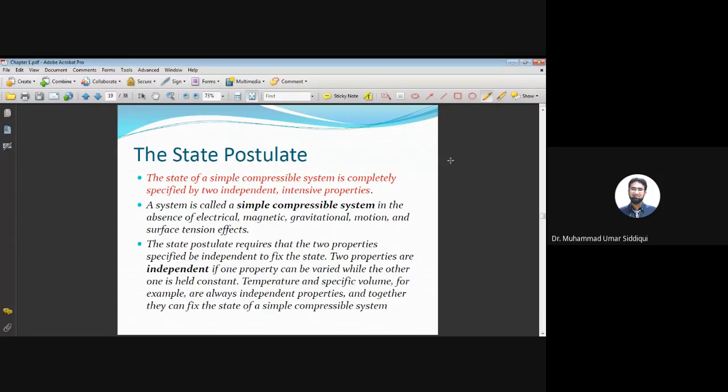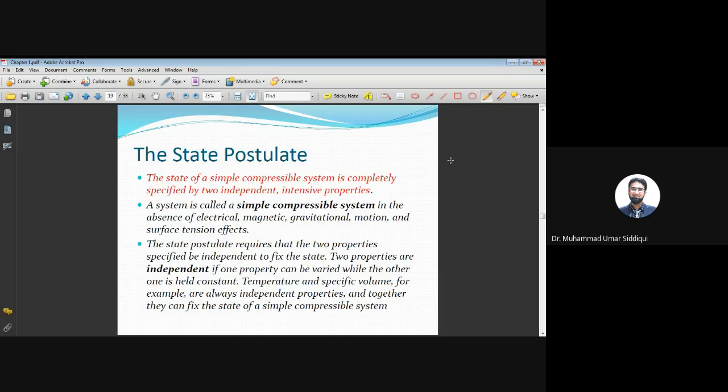State postulate is a concept you're going to understand much better when we come to chapter number 3. Right now, even if you don't understand this, no problem. Okay, but the main concept is that of the state postulate. For any system, if you want to find all the properties, you need to know at least two independent properties. One is not enough. This is the state postulate.